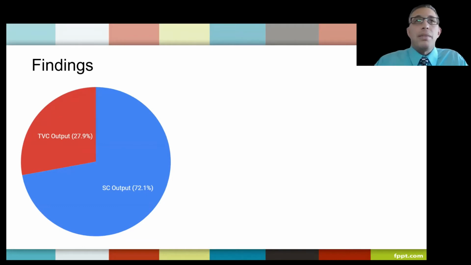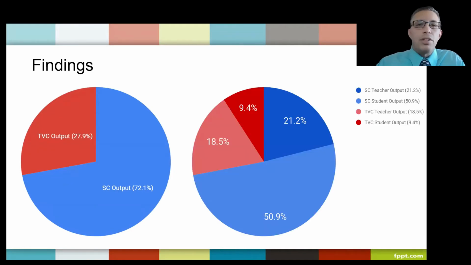Now, we also split this data up into teacher versus student output. If we look at the traditional video output, we notice that 18.5% of all of the data that could have been captured using traditional video was teacher output, and only 9.4% came from the students. So really, this is suggesting that in a traditional video capture of a classroom event, it's mostly the teacher giving that output.